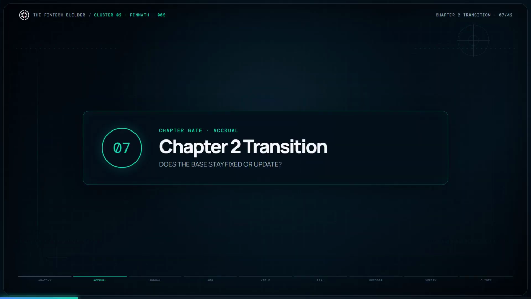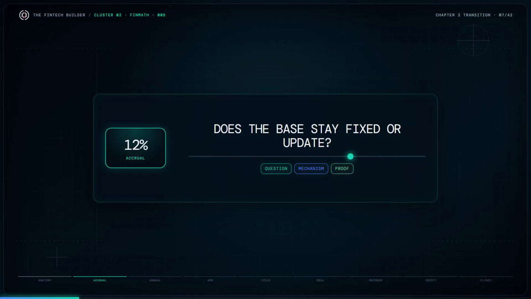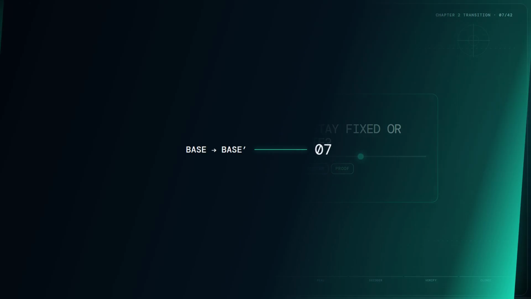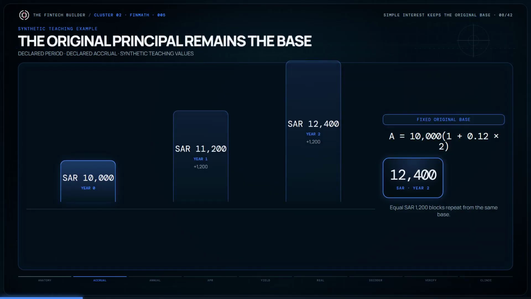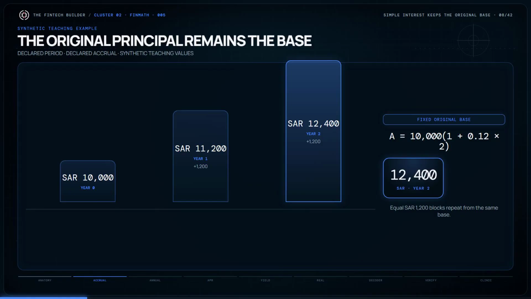First, we will compare two accrual methods by watching which balance earns interest in the next period. Begin with 10,000 reals and a 12% annual simple rate. 12% of the original principal is 1,200 reals. Under simple interest, that original 10,000 real principal remains the calculation base every year. After 1 year, the amount is 11,200. After 2 years, another 1,200 is added, producing 12,400. The interest amount grows linearly because the base does not update.